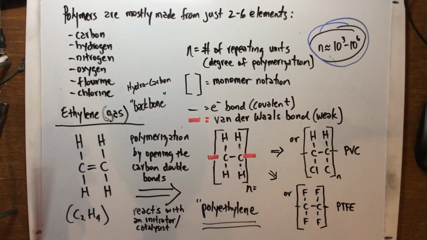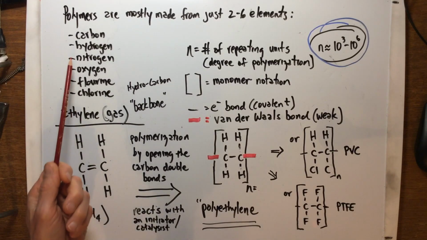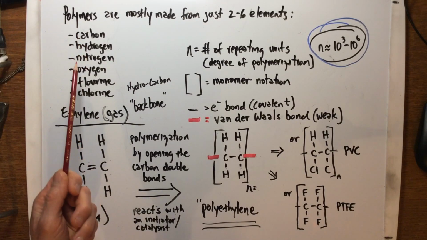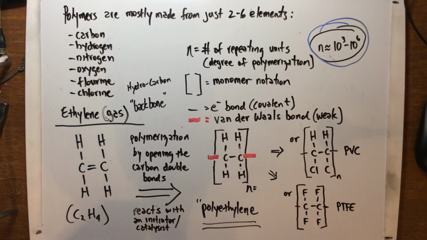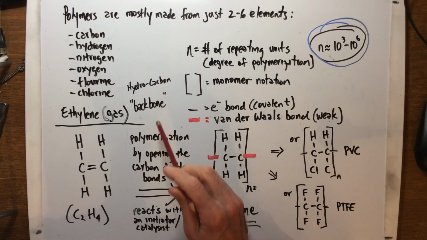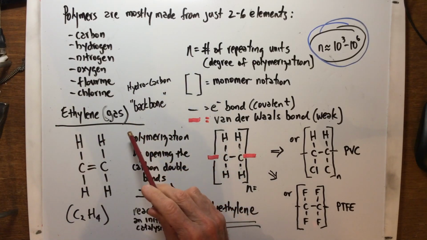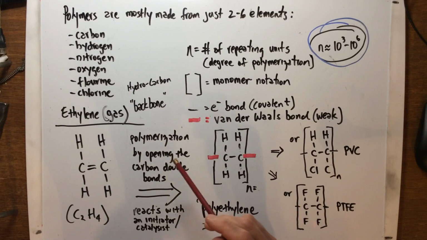At any rate, there are only about 5 or 6 different elements that go into most of these polymers. I'll list them here for you: carbon, hydrogen, nitrogen, oxygen, fluorine, and chlorine. We'll show you some examples of those. But first, let's go back to this hydrocarbon backbone of ethylene gas. Again, we told you that we get that from natural gas, and that's why there are so many plastic manufacturing facilities all along the Texas coast.